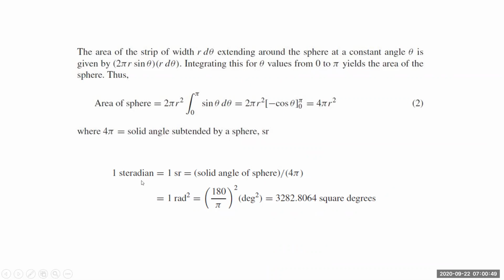One steradian, which is represented as 1 SR, equals the solid angle of the sphere divided by 4 pi, which is nothing but 3282.8064 square degrees. Now we will see what a radian is and what a steradian is. I will explain what is a radian and what is a steradian.